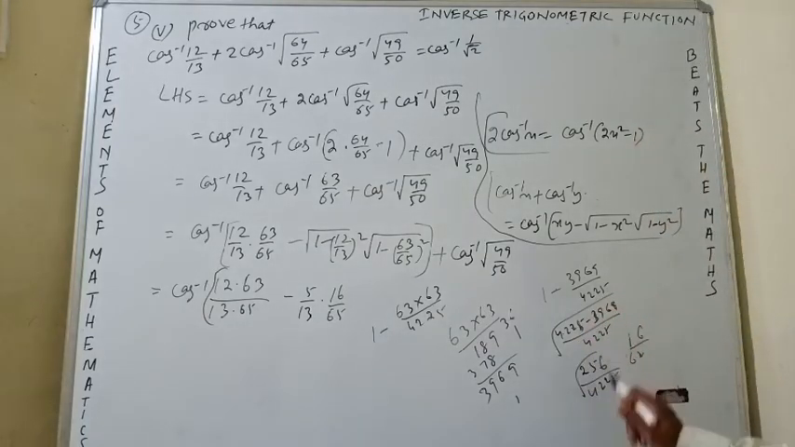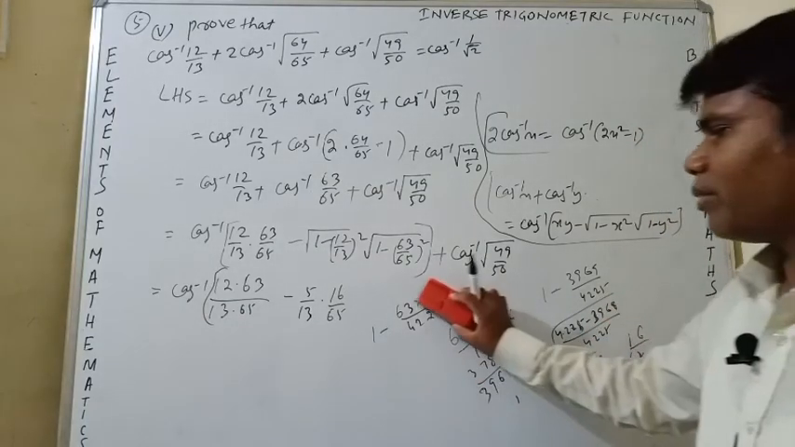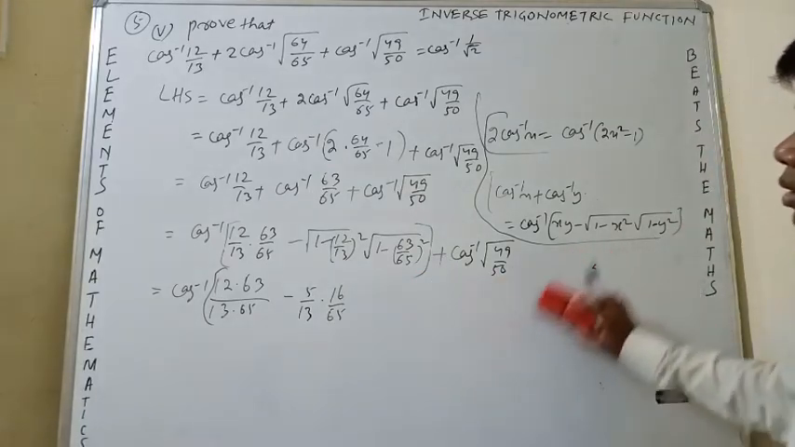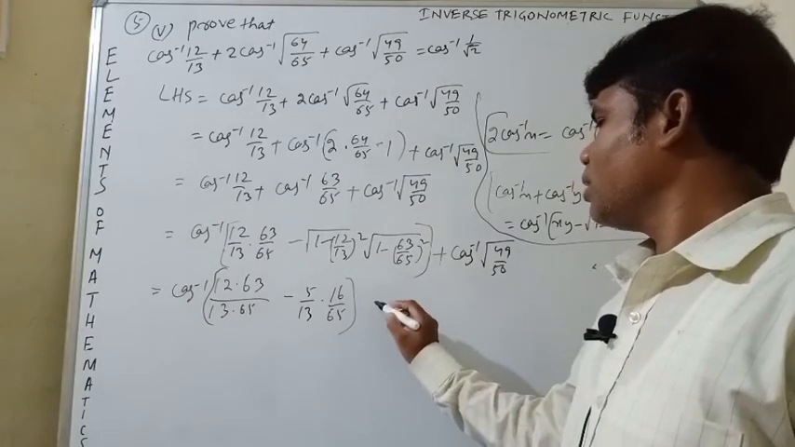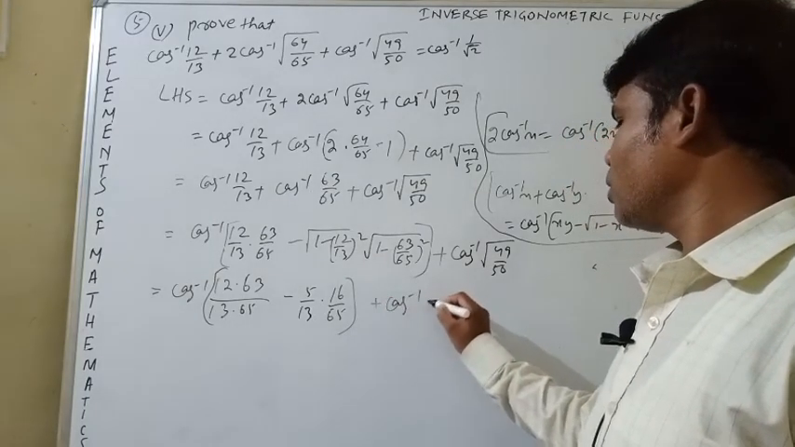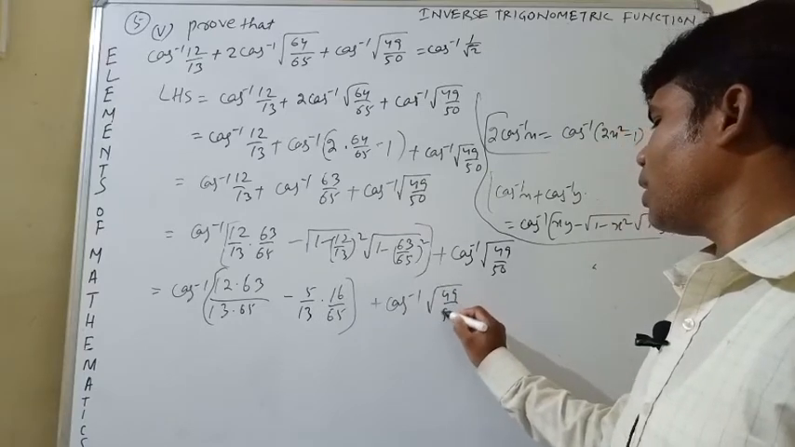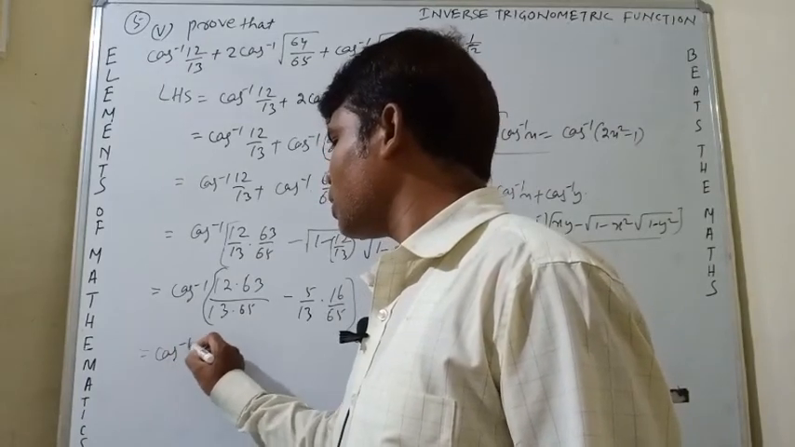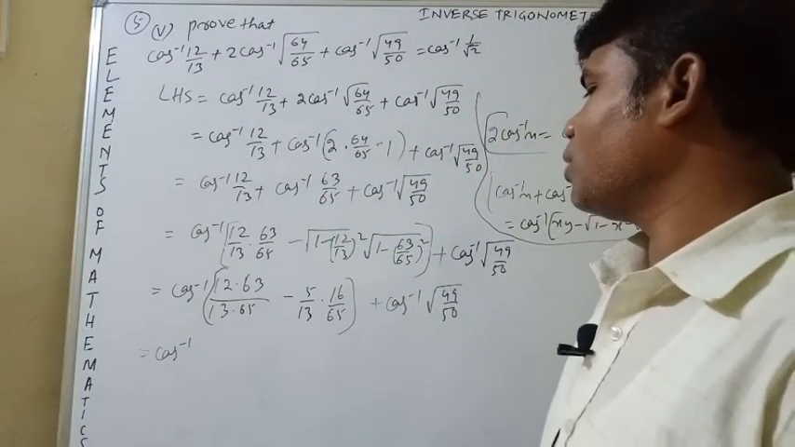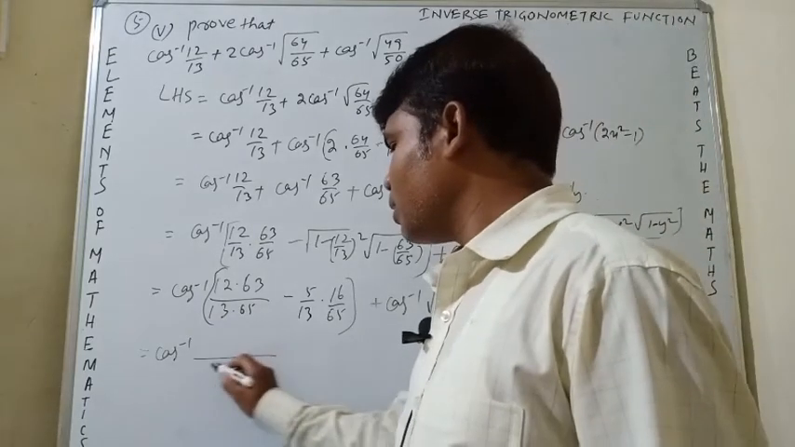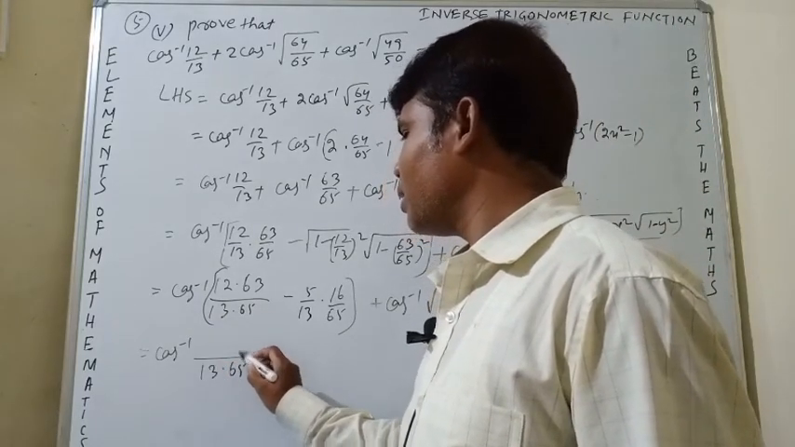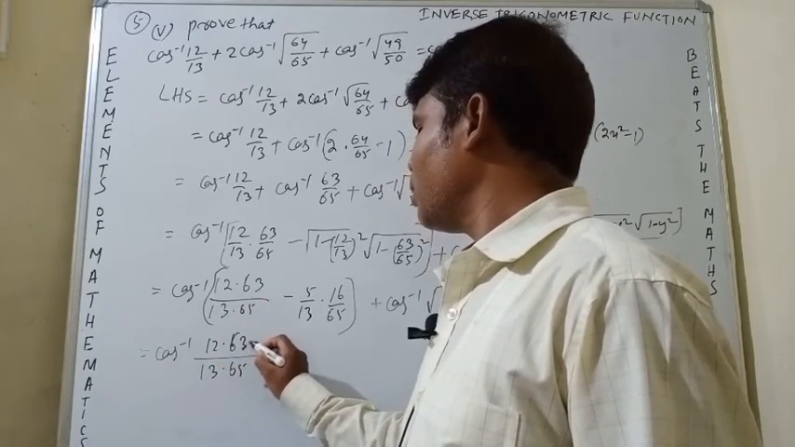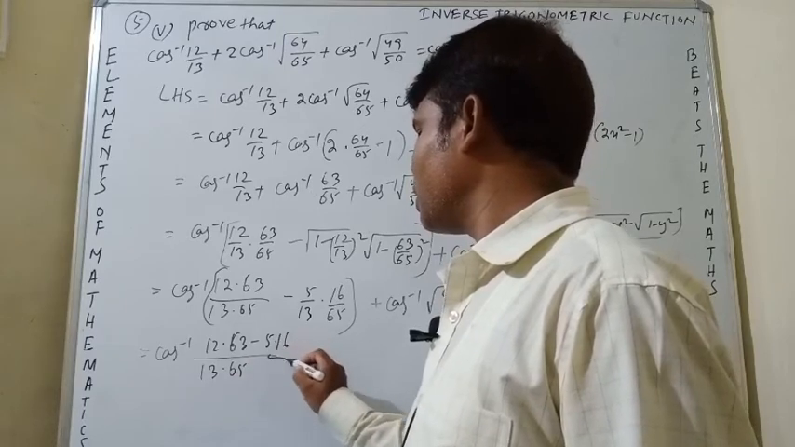Okay, this is the calculation part. If you need, you may write. Plus cos inverse root over 49 by 50. This is how much? This is equal to cos inverse. You see, 13 into 65, 13 into 65. So this is 13 into 65. This is 12 into 63, 12 into 63 minus 5 into 16.